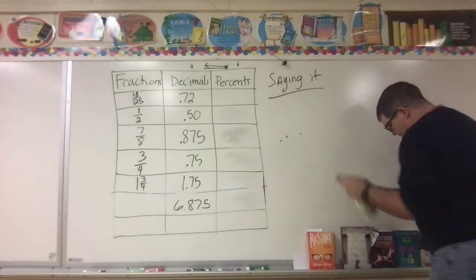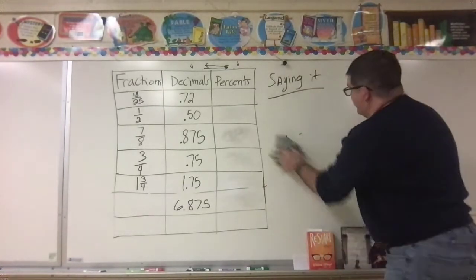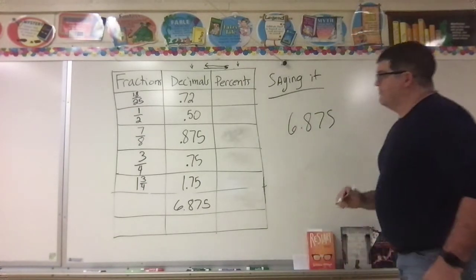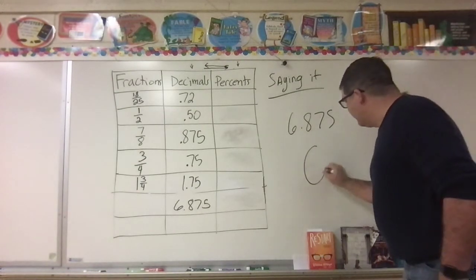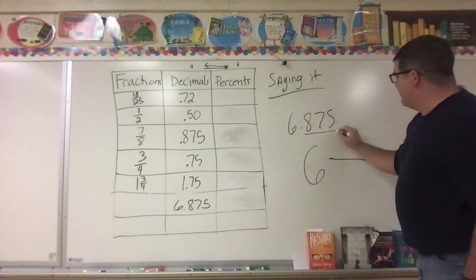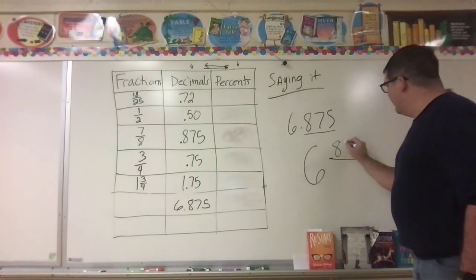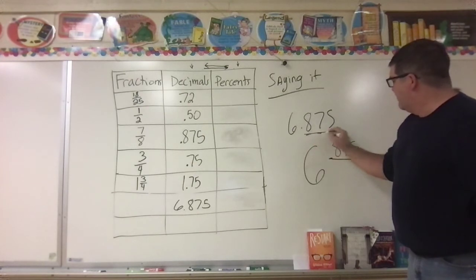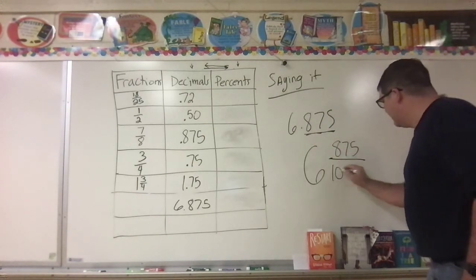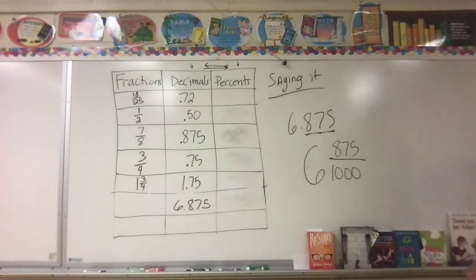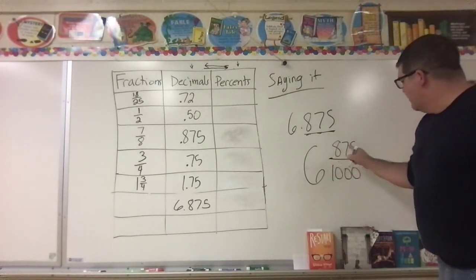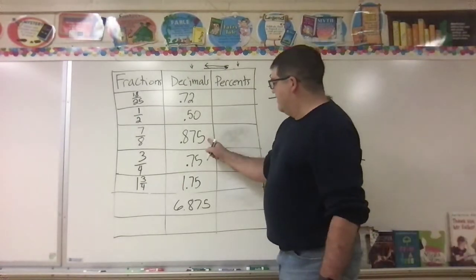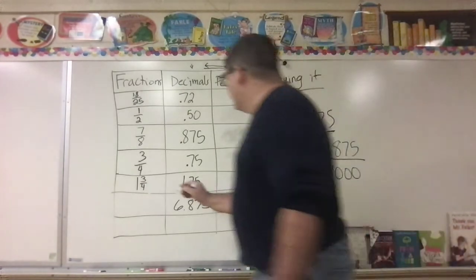One last problem. This one is 6.875. So we have 6 is a whole number, and then this part is my fraction. So I write this number down, 875, and then I gotta get place value. Tenths, hundredths, thousandths. 6 and 875 thousandths. So then I simplify this, which I did over here, to 7/8.